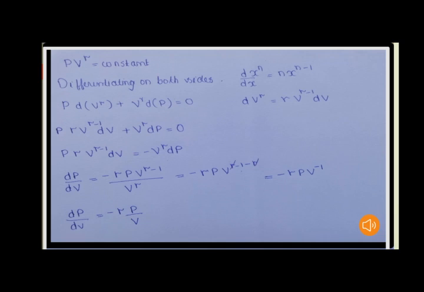So taking v raised to gamma dp to the other side and rearranging, we get dp by dv is equal to minus gamma p v raised to gamma minus 1 all divided by v raised to gamma. So here we can see the v raised to gamma in the numerator and the v raised to gamma in the denominator can be cancelled. So we get minus gamma p v raised to minus 1. So dp by dv is equal to minus gamma p by v, and that is our slope.